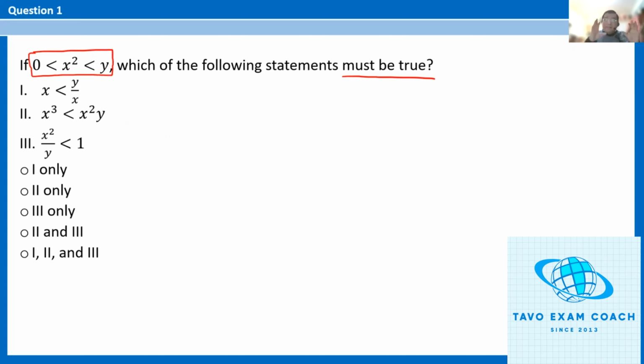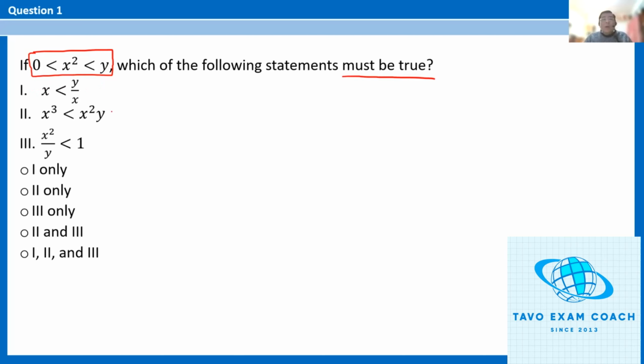This is our assumption here. We're assuming that these conditions reflected in this double inequality are true. So, provided that the above is true, we need to determine whether the statements are always true or not. Let's try the first one. What do we see here?